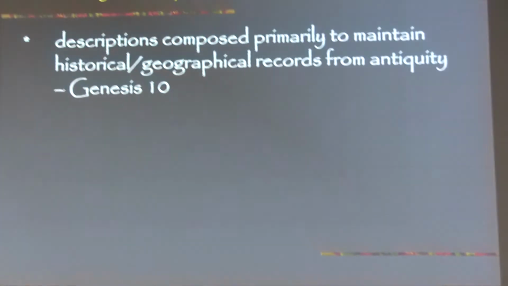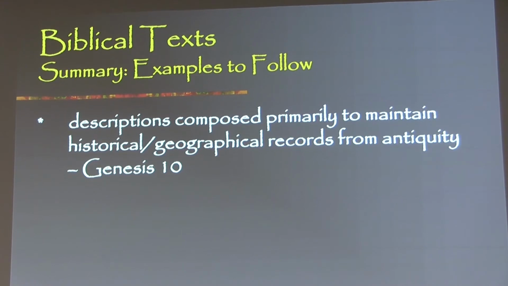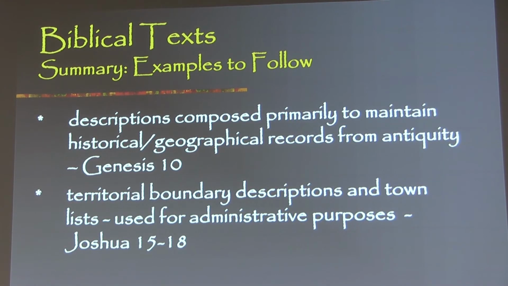So just a couple of summary of the kinds of texts we have. Descriptions composed primarily to maintain some sense of records from antiquity. Genesis 10 is one of them. We'll come back to that in a moment.